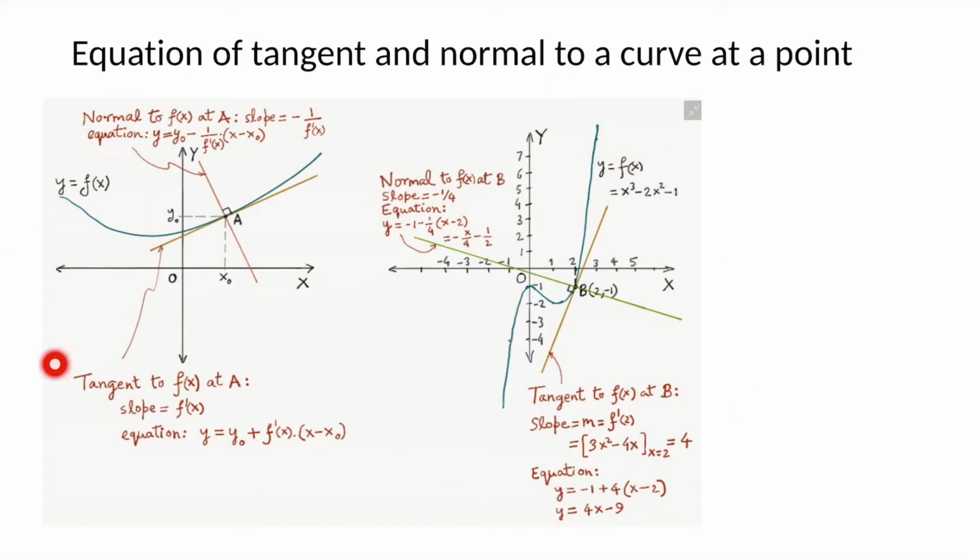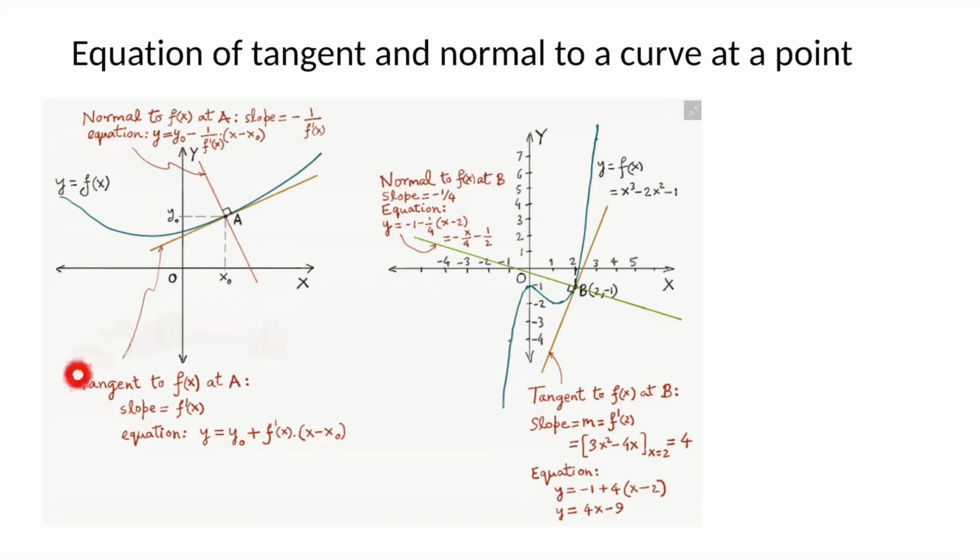So I would request you to first focus on this left diagram that's shown here. Let's say that we have this curve of a given function y equals f(x), and our task is to find the equation of the tangent to this curve at a given point A. And further we are required to find the equation of the normal to this curve at the same point A. The definition of the normal is that it is perpendicular to the tangent on the curve.